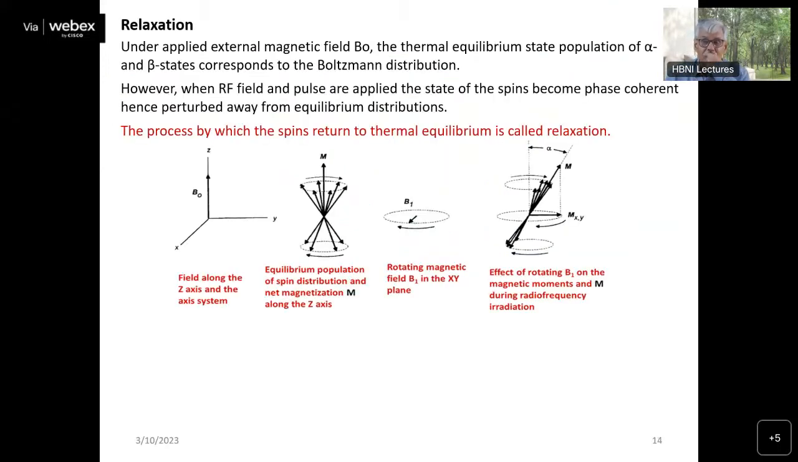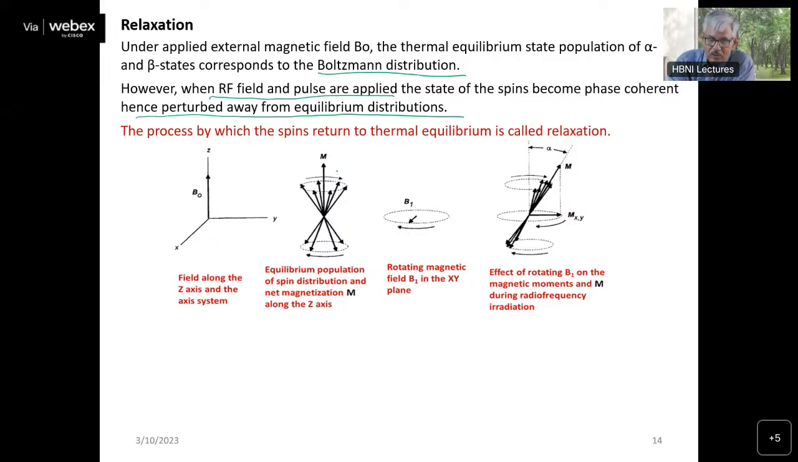Now we'll come to another topic called relaxation. I have already told you about it, because we are using this term throughout all the lectures from the very first day. So again I will quickly remind you what relaxation is. When you put in an external magnetic field B0, the thermal equilibrium state populations of alpha and beta states redistribute and follow the Boltzmann distribution. Then if you put in a radio frequency pulse, these spins become phase coherent and hence perturbed away from the equilibrium distribution. That you have all seen.